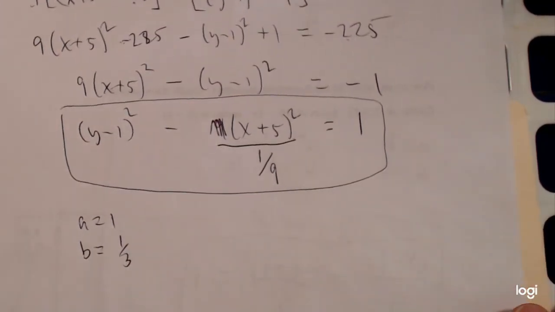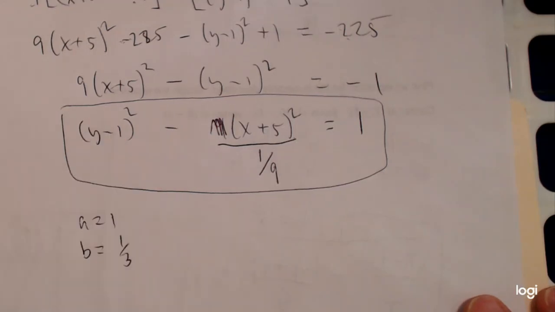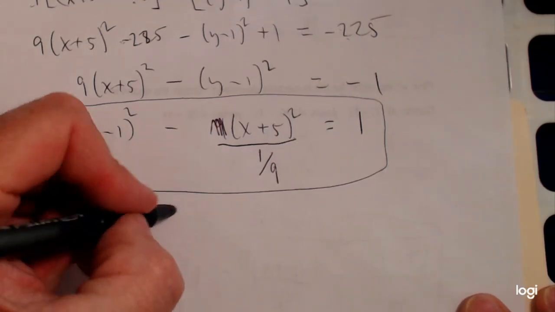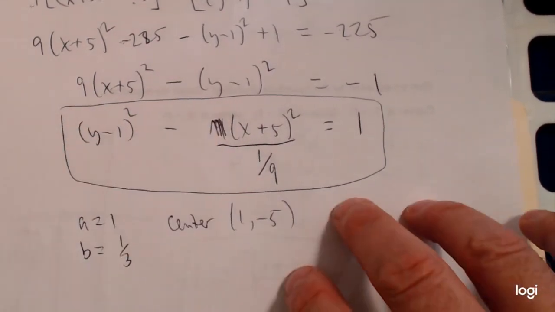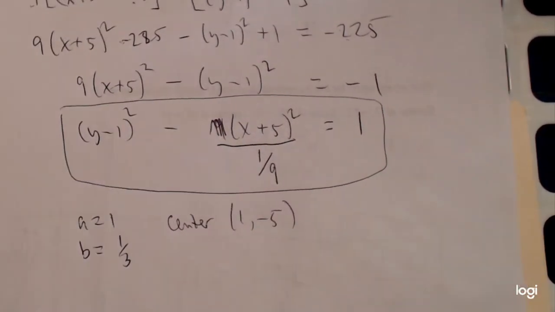And then you can go ahead and figure out the major axis. The transverse axis will be parallel to the y-axis, and the center is (-5, 1). So you guys can finish that off, and that is that.